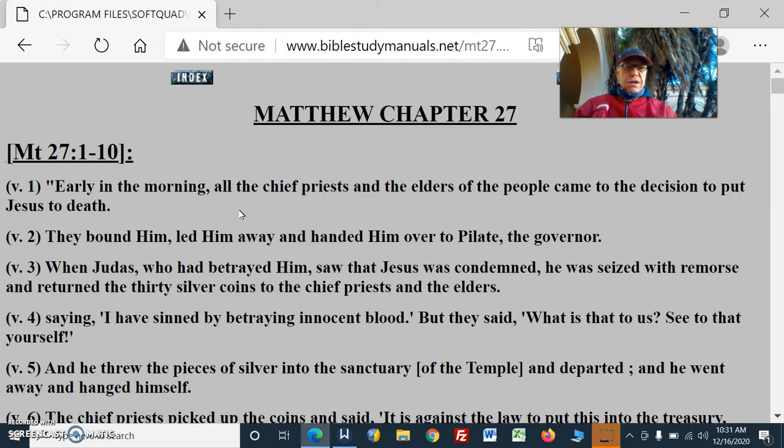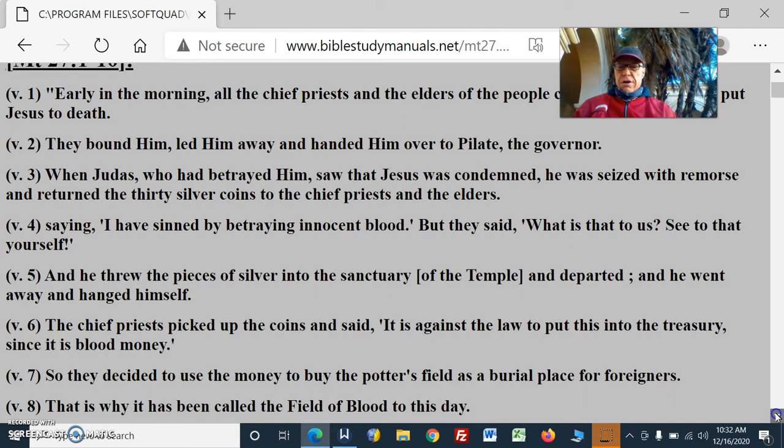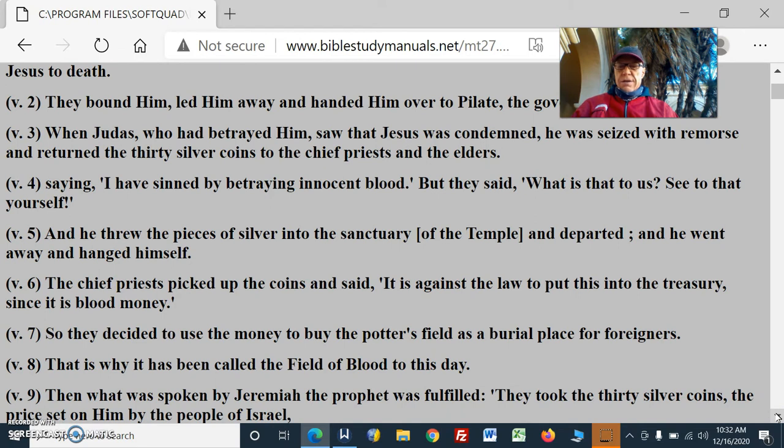But they said, "What is that to us? See to it yourselves." And he threw the pieces of silver into the sanctuary of the temple and departed, and he went away and hanged himself. The chief priests picked up the coins and said, "It is against the law to put this into the treasury, since it is blood money." So they decided to use the money to buy the potter's field as a burial place for foreigners. That is why it has been called the field of blood to this day.